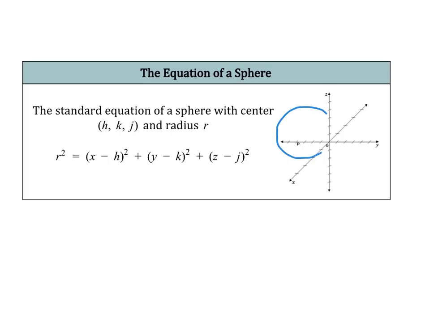So let's say here's our sphere and this is our center at (h, k, j). The way that you can show that it's three-dimensional, you kind of draw a line on the front and then a dotted line in the back like this. So that shows that it's not a circle, but actually a three-dimensional sphere. And then, of course, the distance from the center to any point on your sphere is just your radius.